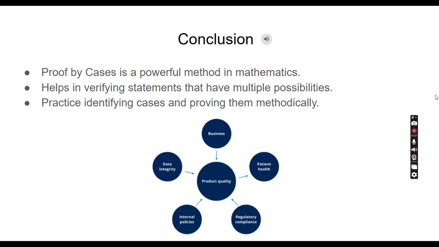The conclusion. Proof by cases is a fundamental proof technique that ensures we account for all possibilities in a problem. By methodically dividing a problem into separate cases and proving each one, we establish the truth of a statement comprehensively. This method enhances our logic and reasoning skills, and helps us structure proofs effectively.